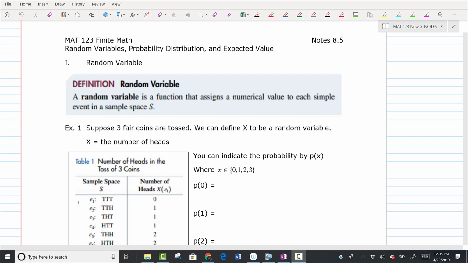We haven't looked at this. We're going to look at what we call a random variable, what a probability distribution is, and expected value.